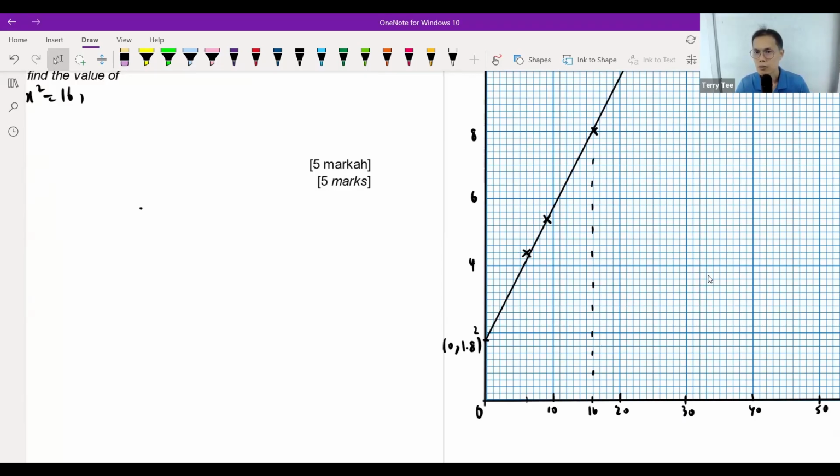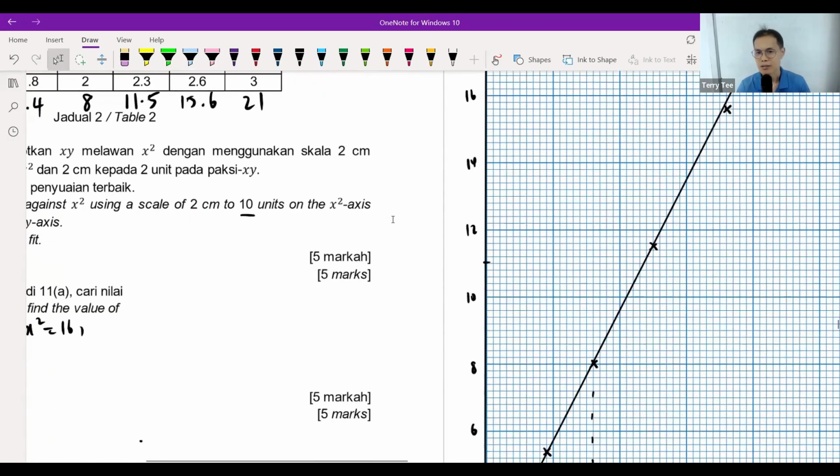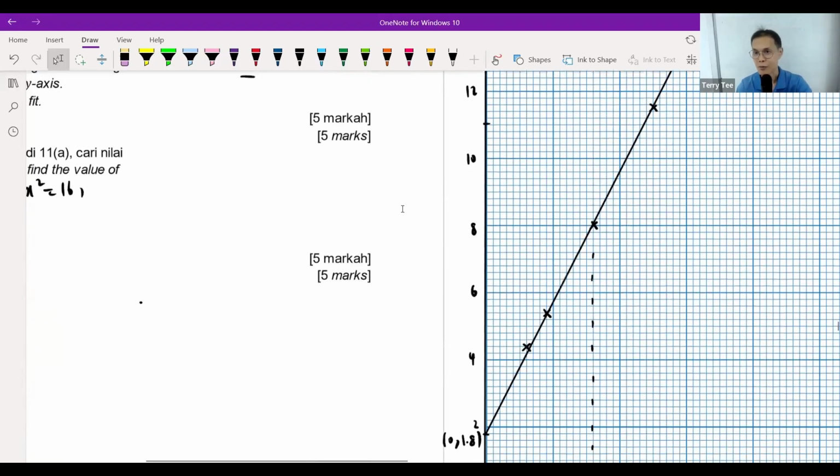Move it across. Wait a minute, do I have 16 here? Oh, this is a bit weird. Yeah, I already have 16 here. But this is the marking scheme answer. Or should I just leave it as 4?